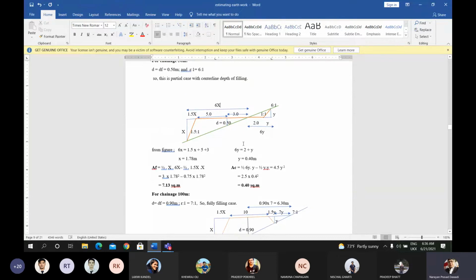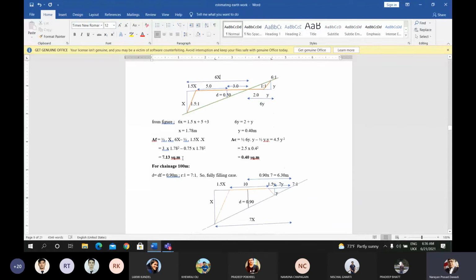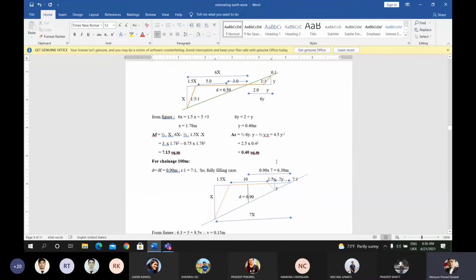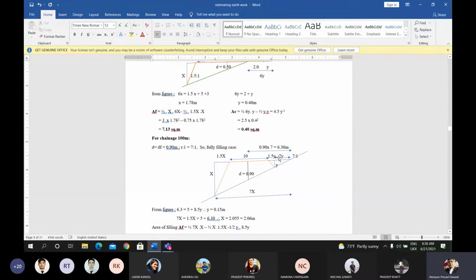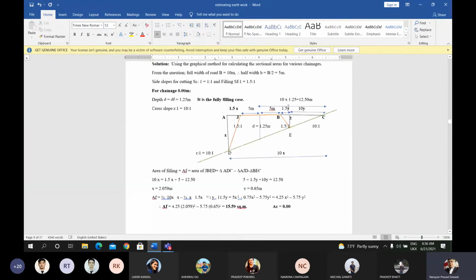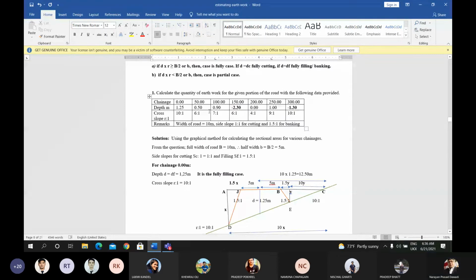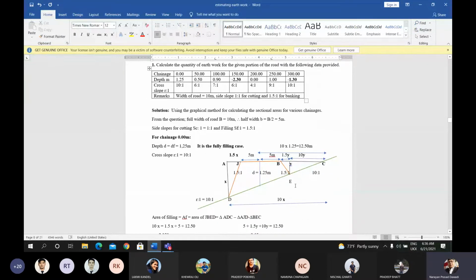Putting the value of y in this equation, you will get the value of the area of cutting. This is the partial case, so here the area of filling is more than the area of cutting. This is the case for the second 50-meter chainage. Now for the 100-meter chainage, 6.3 is greater than 5 meter. This is the fully case. This is similar to the chainage 50 meter. Only the values will differ.